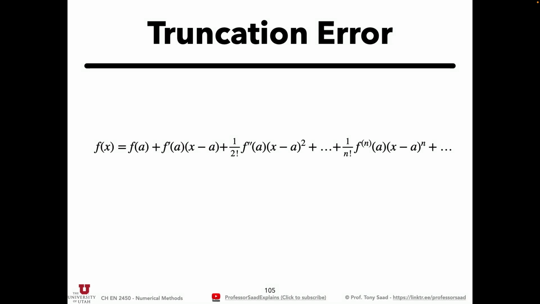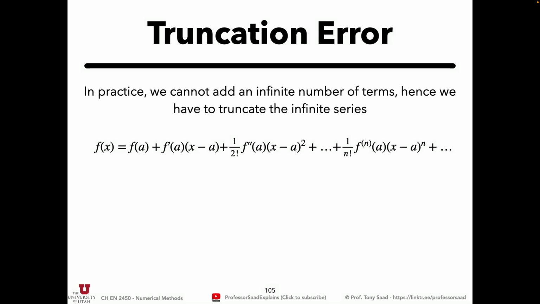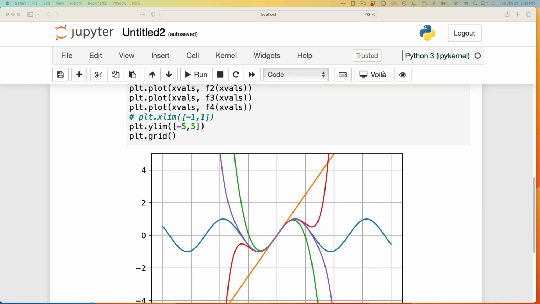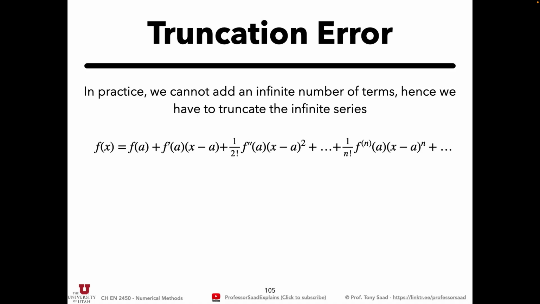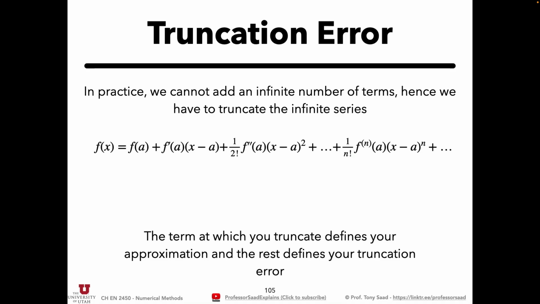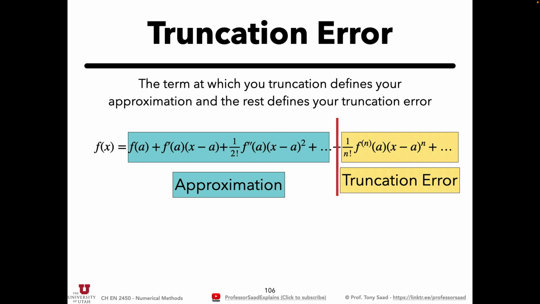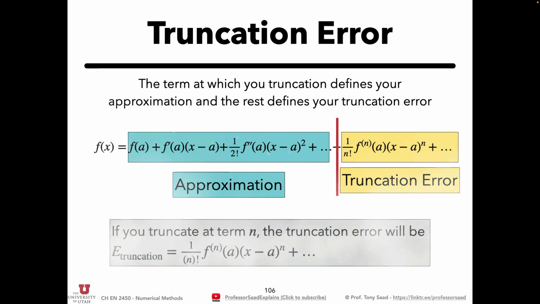Okay. Now, the truncation error, like I said, you cannot add an infinite number of terms. The term at which you truncate defines your approximation, and the rest defines your truncation error. So suppose you truncate at any one of those points over there. This would be your approximation, and this would be your truncation error. Kind of obvious. Whatever you leave off is a truncation error. And for the case of the Taylor series, you know exactly the expression of that truncation error. Okay? It's still an infinite number of terms.